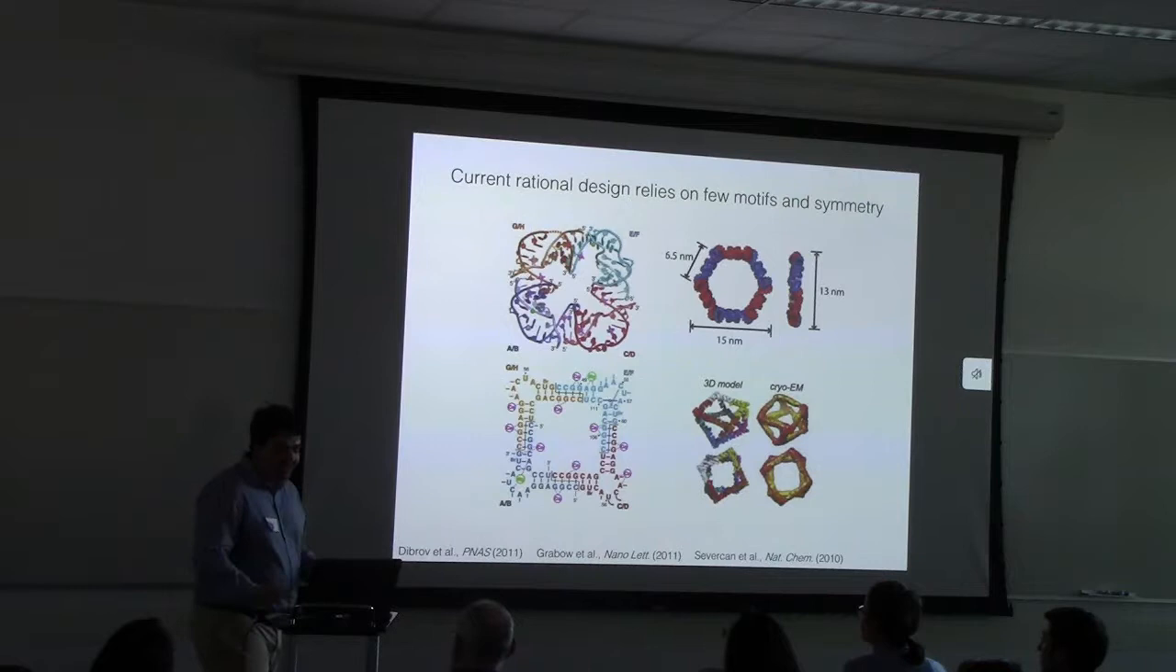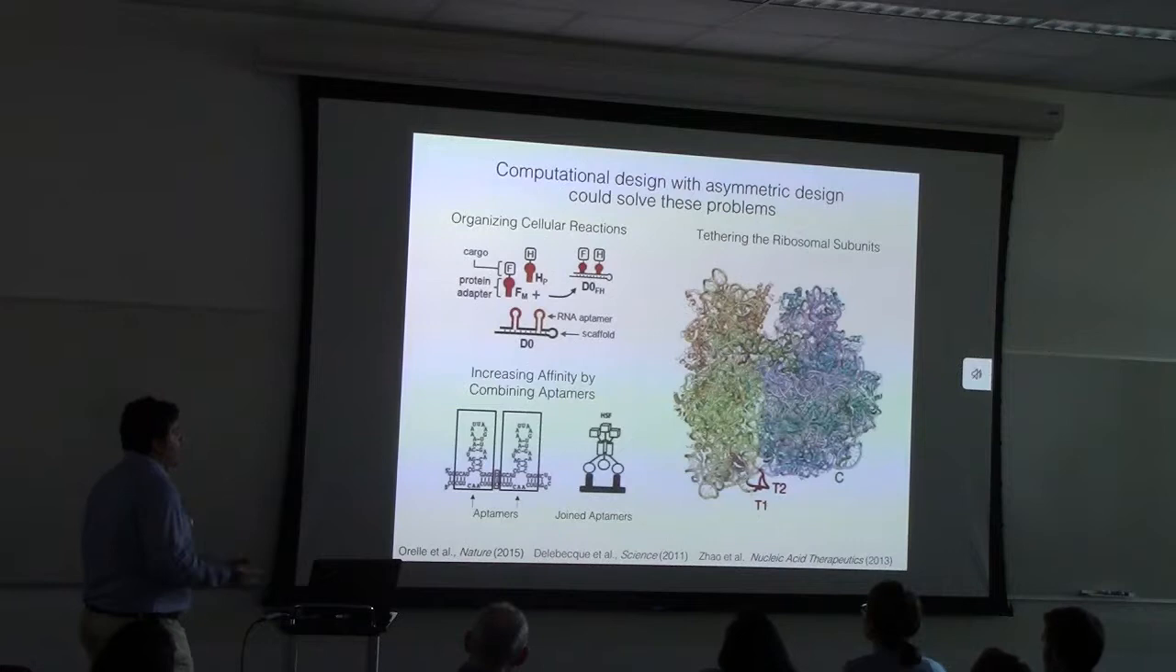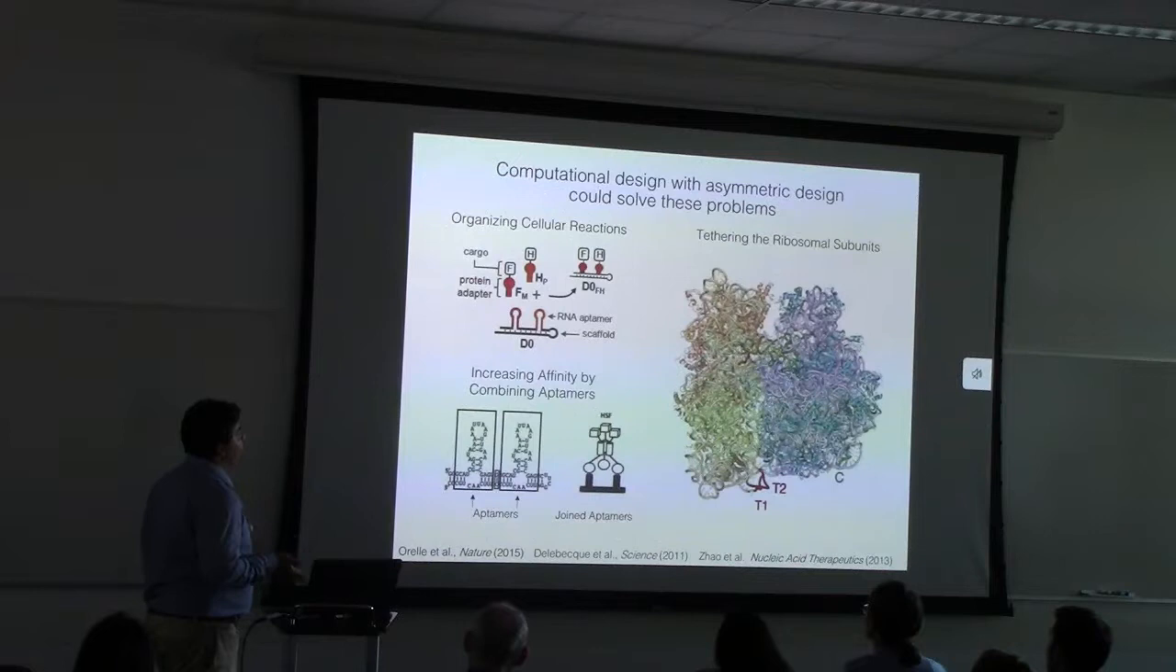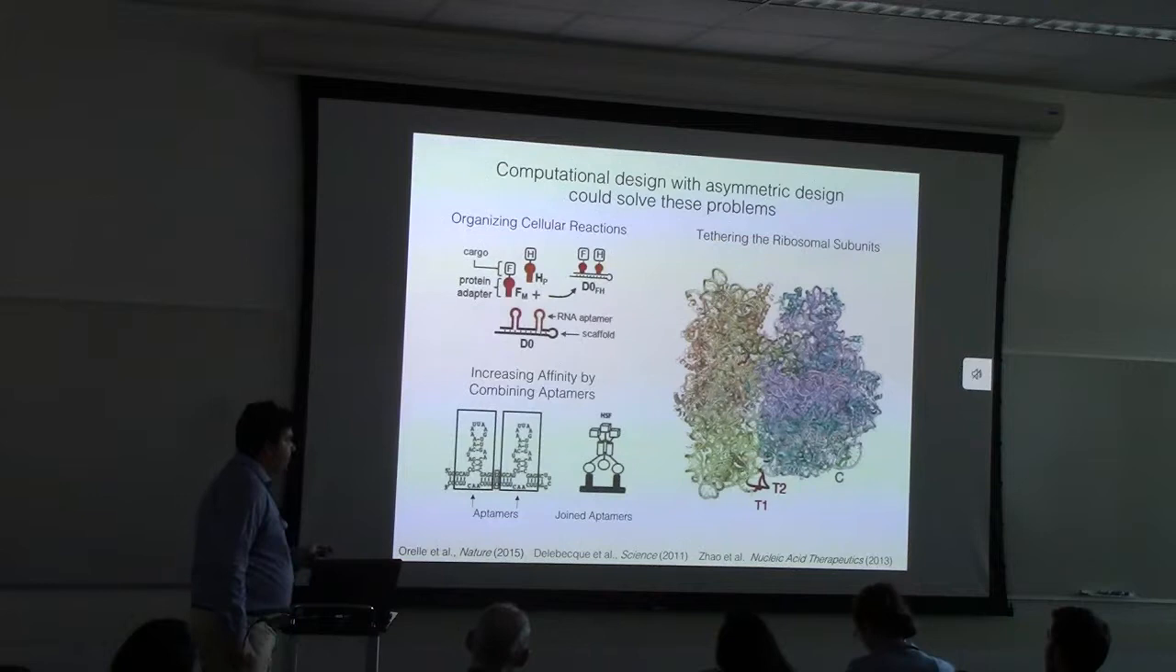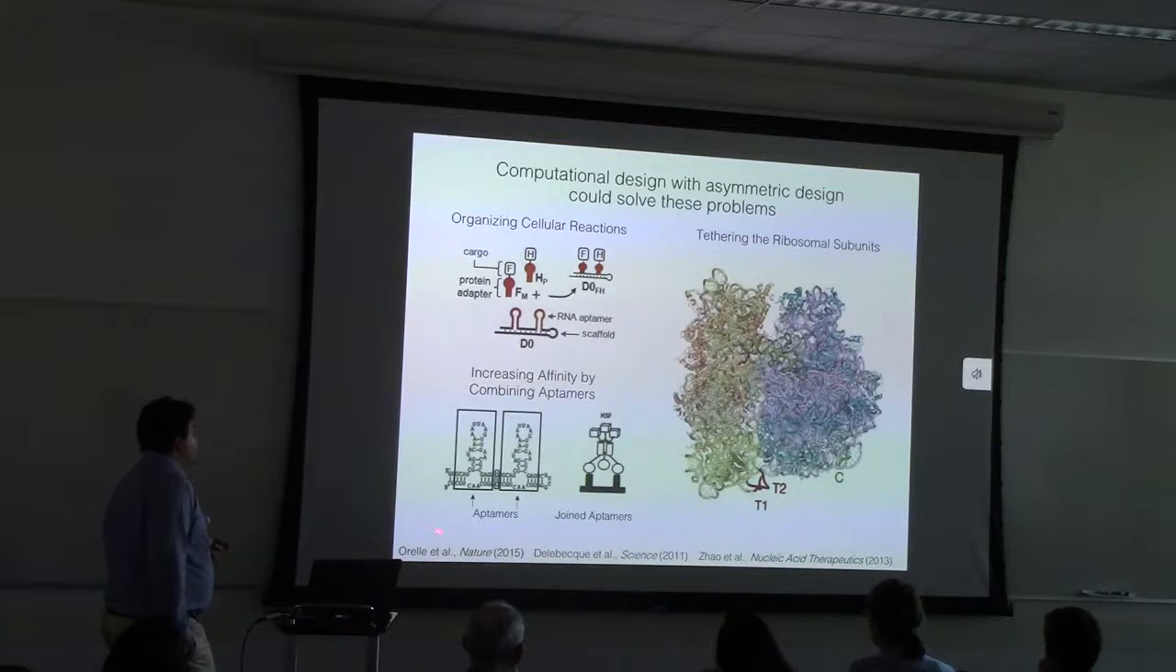And just to tell you why we want to do this, here are three examples of RNA being used for engineering applications, but they were done through manual modeling without computer-assisted techniques. You could organize cellular pathways together by attaching them together with RNA. This was to increase the hydrogen production pathway, tethering the ribosome into a single-stranded ribosome, which could be used for cell-free and synthetic biology, and then increasing the affinity of aptamers by linking them together.